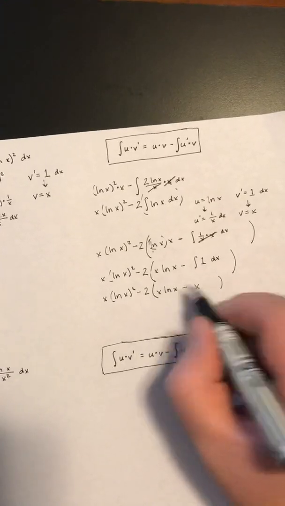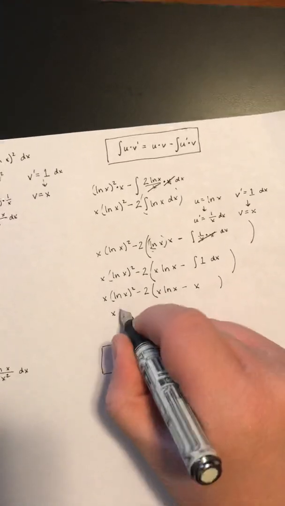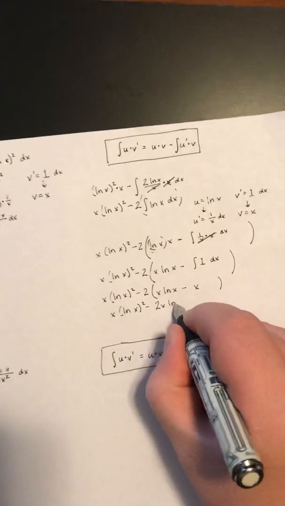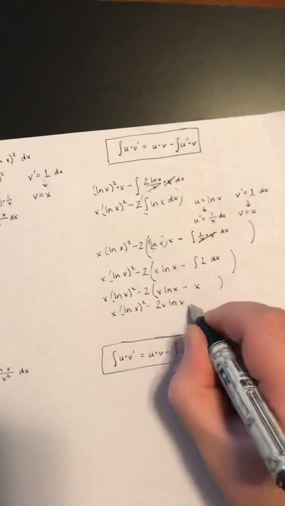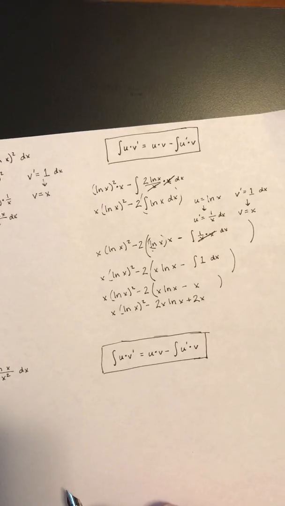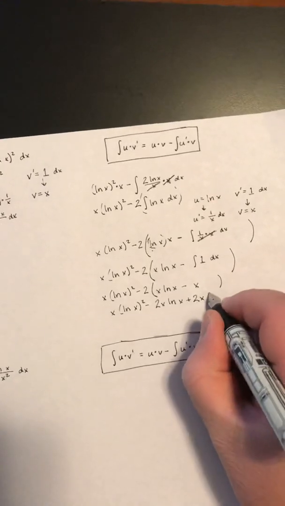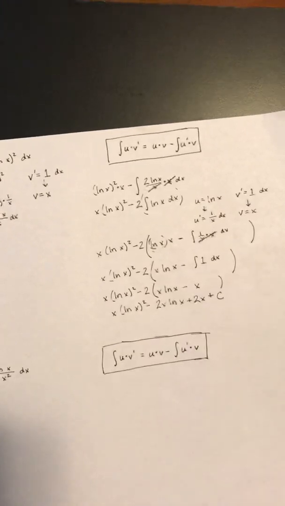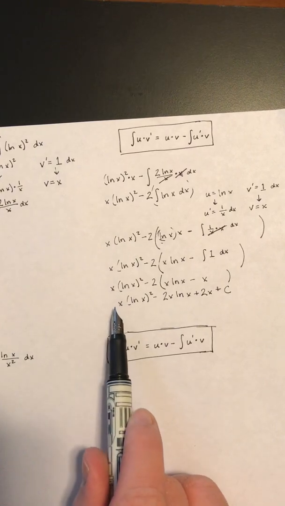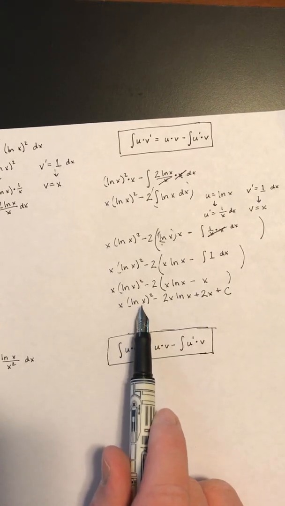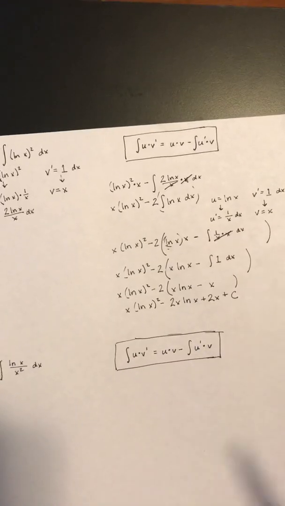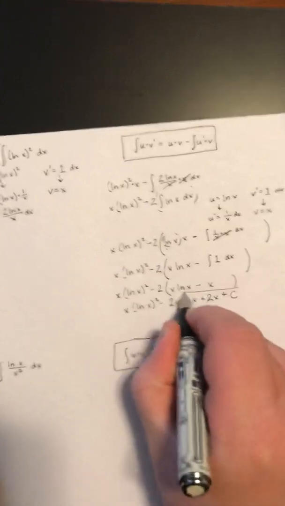And so I'm going to distribute the 2. We'll do x times ln of x squared minus 2x ln of x. Don't forget to take that negative with it, so it's going to turn into a positive 2x. And the only thing I still need to do at the end, if I'm remembering everything correctly, is the plus c, the integration constant. And so my final answer here is x times the natural logarithm of x squared, minus 2x times the natural logarithm of x, plus 2x plus c. So final answer right here.